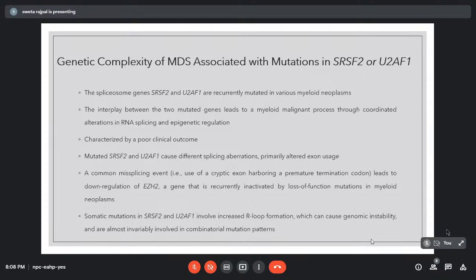And what happens is that, as we see in SF3B1, these also use a cryptic splice site, leading to formation of a premature termination codon in the aberrant transcripts, leading to downregulation of EZH2, a gene that is recurrently inactivated by loss of function mutation in many myeloid neoplasms. So because of these mutations in SRSF2 and U2AF1, there will be R loop formation that leads to genomic instability, along with other mutations that lead to the pathogenesis of MDS in these cases.